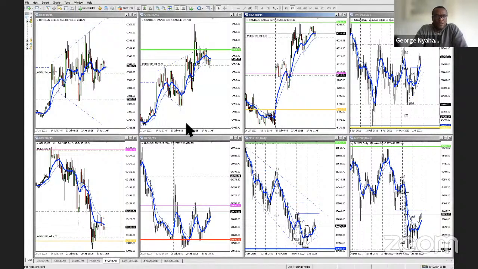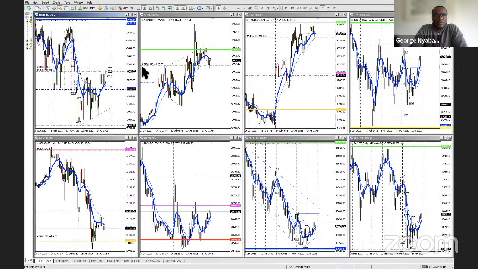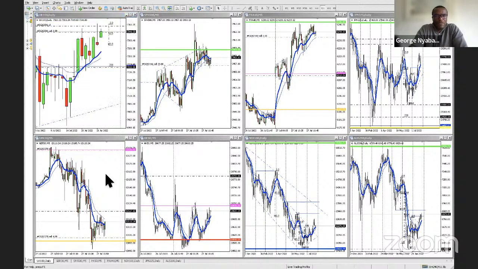Okay, all right. So this is just a view of all the charts that I'm presently looking at. Let's start by putting them on the daily time frame. Then we can discuss what we have and take a look.